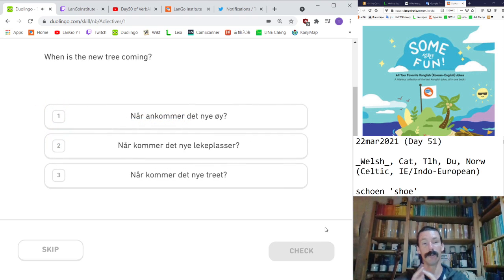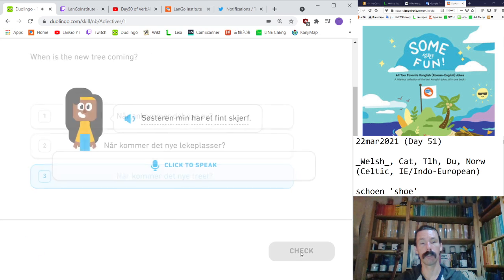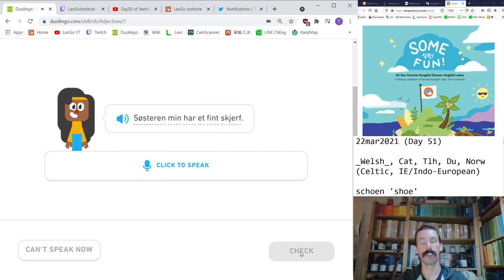When is the new tree coming? Når kommer det nye treet? Neuter now. Når, when. That's interesting. Søsteren min har et fint skjerf.